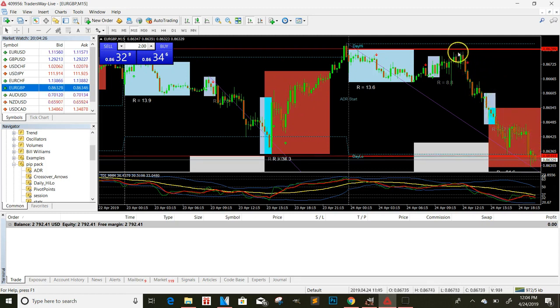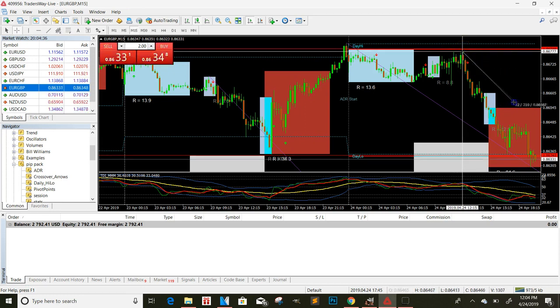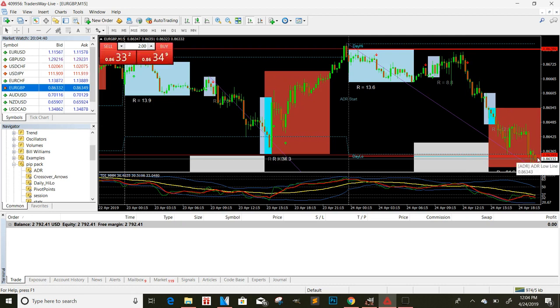See, if I would have caught that from like right here, let's see how many pips that would have been. Let me see here. So from here to here, we're looking at about 439 pips. So that's a lot of cash, especially with a big lot size like I had. See, I had $2 lot sizes.